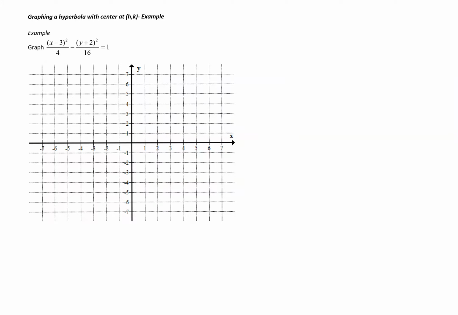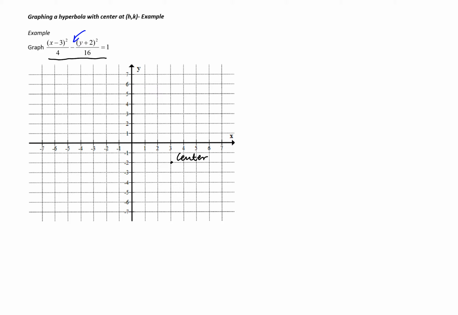We will graph here the equation (x − 3)² / 4 − (y + 2)² / 16 = 1. This is the standard equation of a hyperbola with center at the point (3, −2). Now if you look at this equation, you will notice that the minus sign that usually appears in the equation of a hyperbola is in front of the term with the y variable.